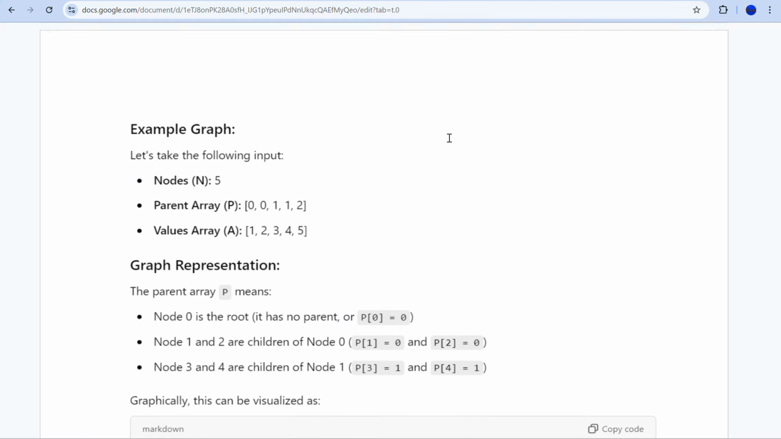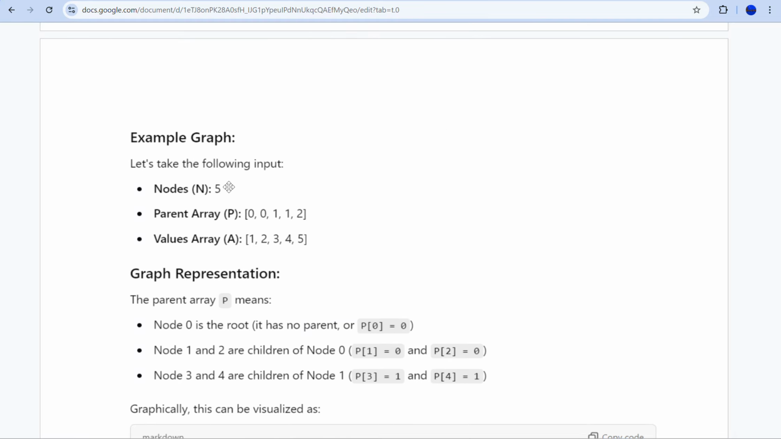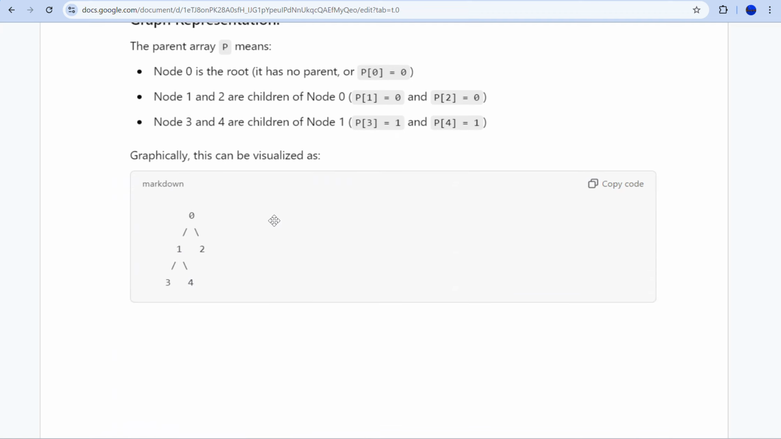Let us consider the number of nodes is 5 and the given nodes are 0 1 2 3 4. This is the parent array. 0 is the parent node of 1 and 2. 1 is the parent node of 3 and 4. This is the given graph.